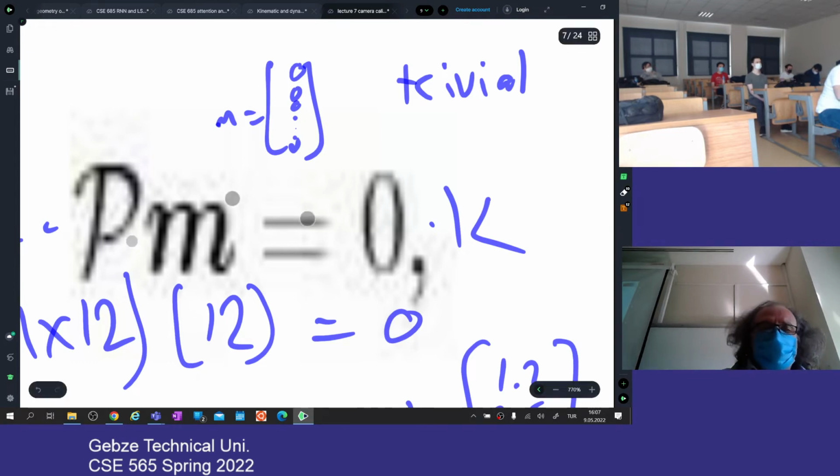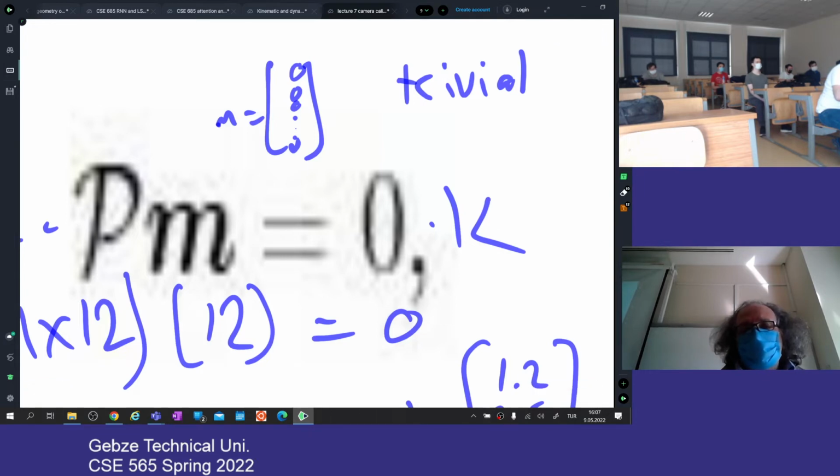Well, it's a solution to this equation, yeah, true, but that's not good for me. I'm looking for a more reasonable solution. So we need to find ways of it.